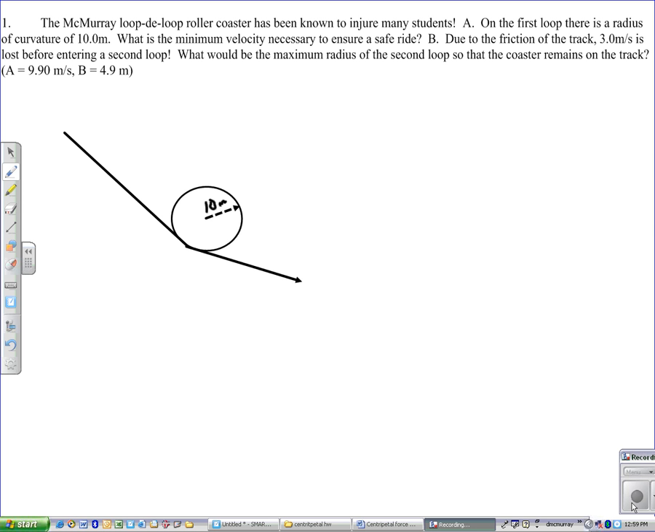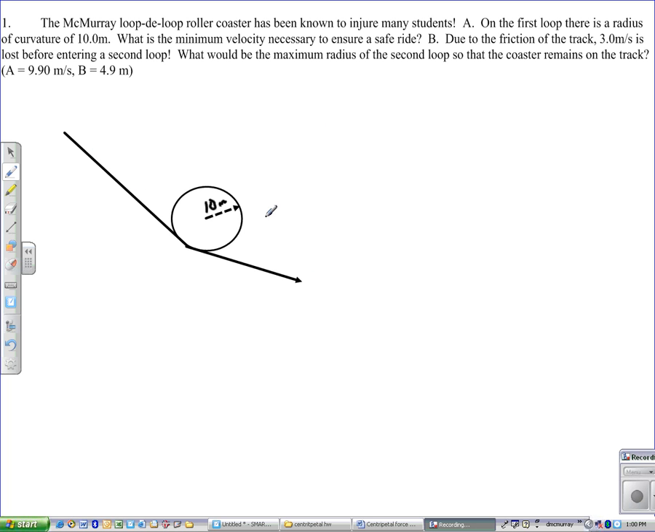What I've got for you is number 5 off of the homework packet, and it's the McMurray loop-de-loop roller coaster, and it's been known to injure many students. A fallacy, but still a popular question. So here we're looking at what's the minimum velocity to make it around this loop here. And so we come down the track and around the loop you go.